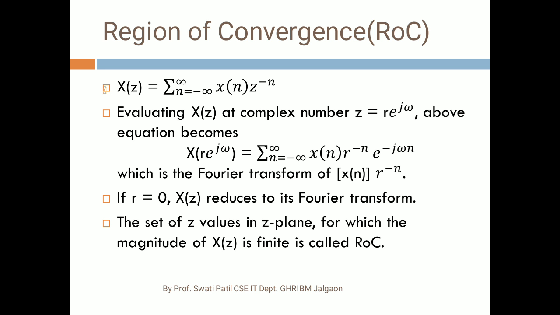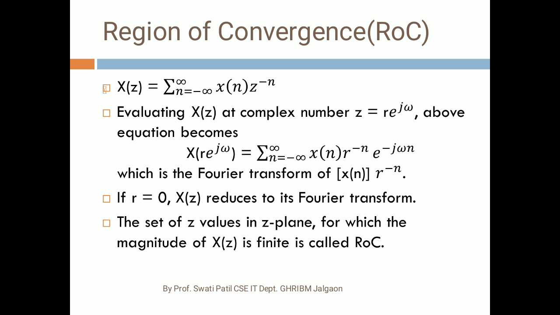And if we match this equation with the Fourier transform definition, then we can easily say that this equation represents the Fourier transform of x(n) r raised to minus n.